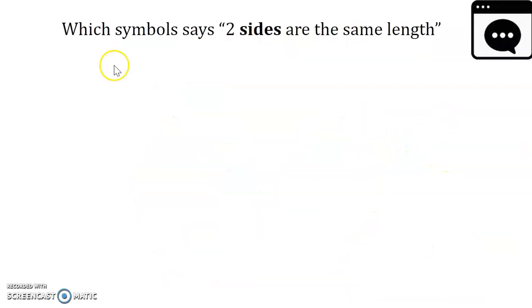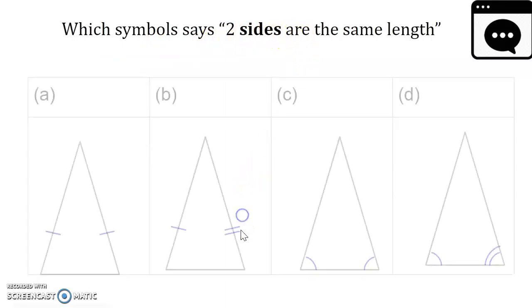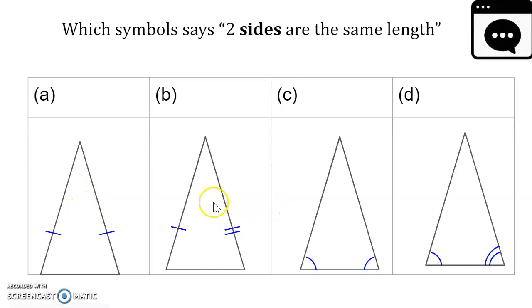Okay, so now it's your turn. Which symbol says two sides are the same length now? If you have A, B, C, D. Okay, so which of these symbols says that two sides are the same length? Is it A, is it B, or C, or D? Please tell me in private chat. Okay, well, we said that same number of notches means same side length. So it's going to be A. So A is the correct answer.